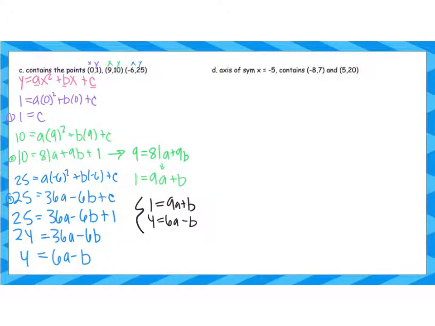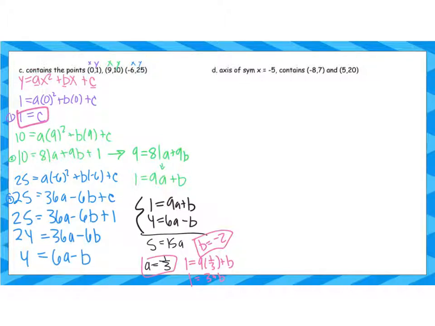Again, very easy system to solve because those b's are going to cancel out. And I get that a is equal to 1/3. Once I know what a is, I can plug it in. So I get that 1 is equal to 9 times 1/3 plus b. So 1 is equal to 3 plus b. So b is equal to -2. I already know what c is. So then to write this equation in standard form, it's going to be y equals 1/3 x squared minus 2x plus 1.